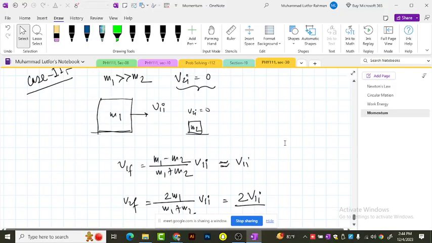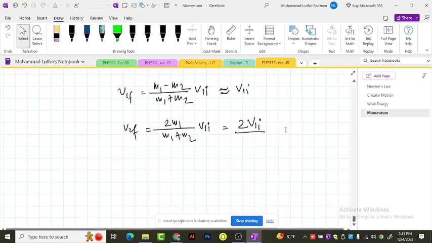All right, so that's the case. That means when the bigger car strikes a smaller bike or motorcycle, the bigger object, the bigger car, is not going to change its momentum, but the motorbike will fly off with double the speed. All right, so fine. Now what about case number 3?